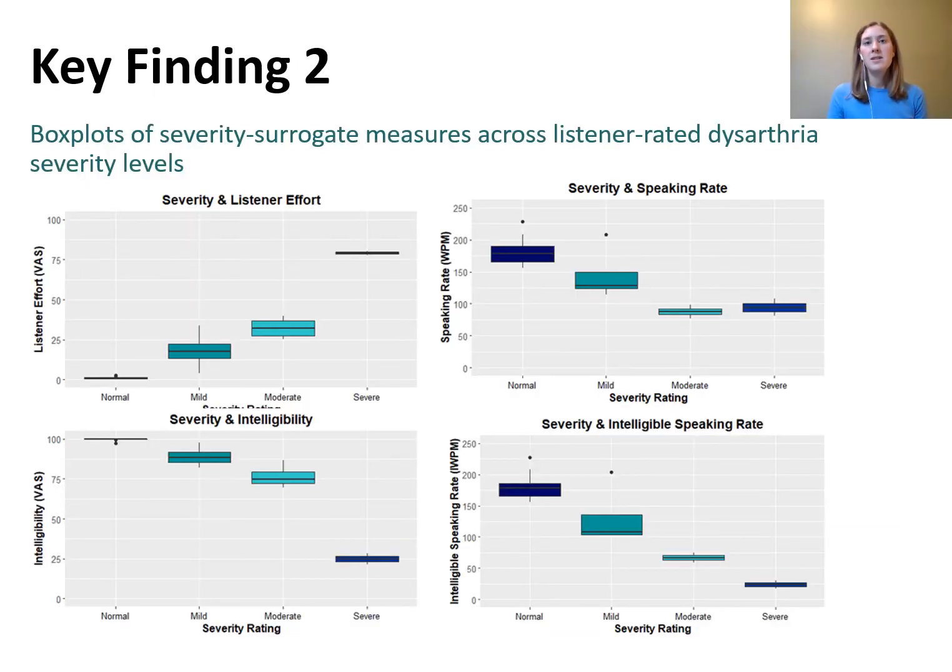Here we see box plots of severity surrogate measures across listener-rated dysarthria severity levels. Visual inspection of the data suggests that the severity surrogate measures differentiated between some severity levels, with intelligible speaking rate, listener effort, and intelligibility particularly promising for differentiating across all levels.